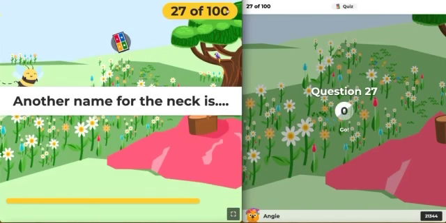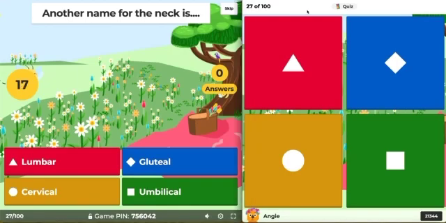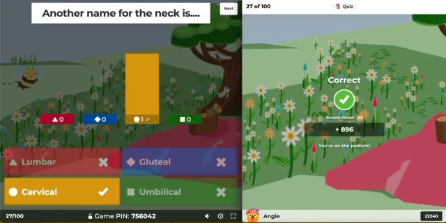Another name for the neck is, and how I associate this is you have cervical vertebrae in your neck. Your cervical is your neck. So, okay, let's move on to the next question.